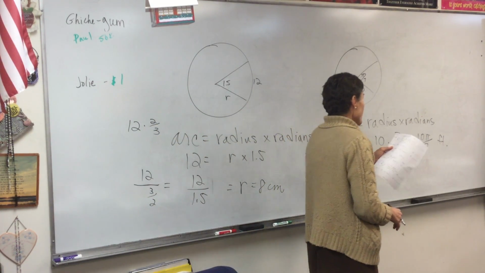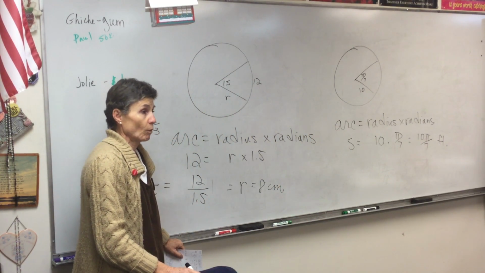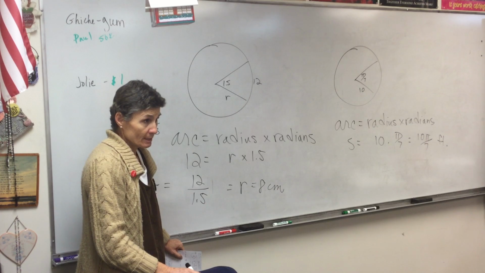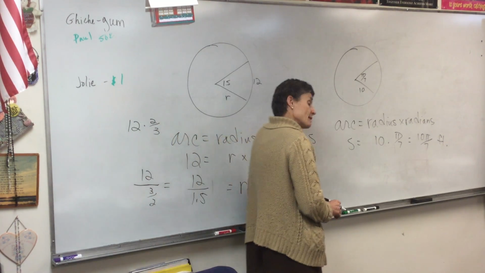Number 2. Change 4 pi over 9 into degrees. Now, 4 pi over 9 is a radian measure. We need to change it into degrees. There are a couple of ways we can do that. Anybody remember?